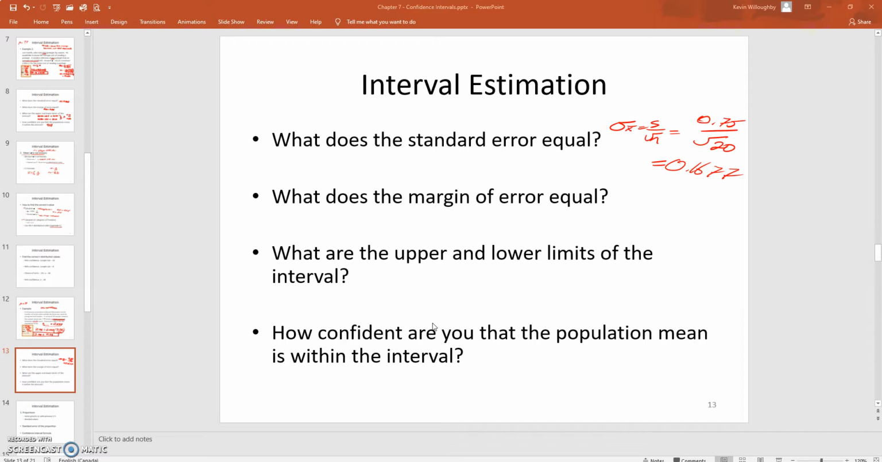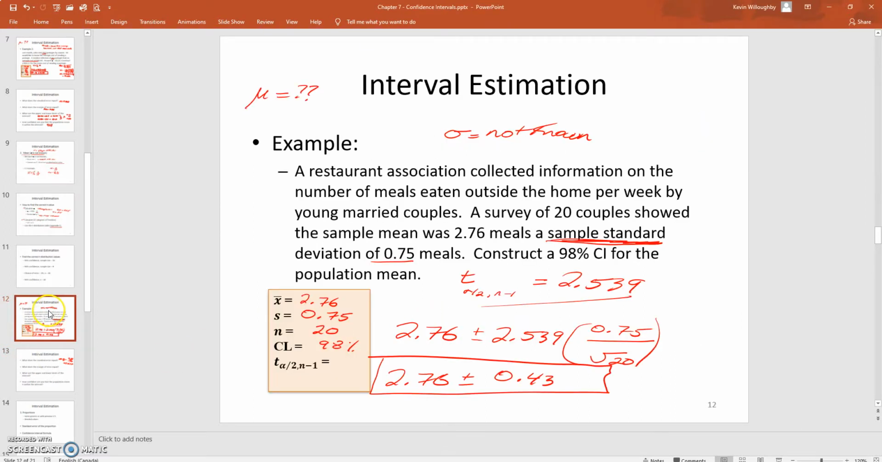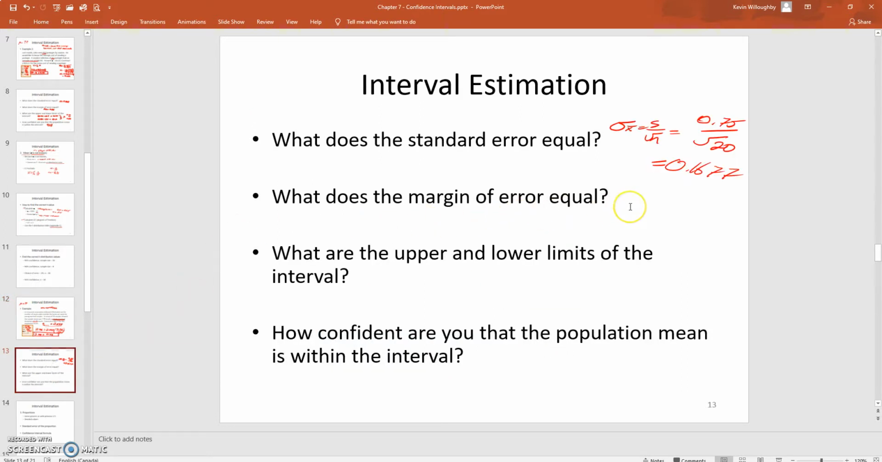We were working on the example of the restaurant association, and we calculated the confidence interval 2.76 plus or minus 0.43, and we're just going back and making sure we understand what the different parts of that confidence interval include. So the standard error we calculated, the margin of error.